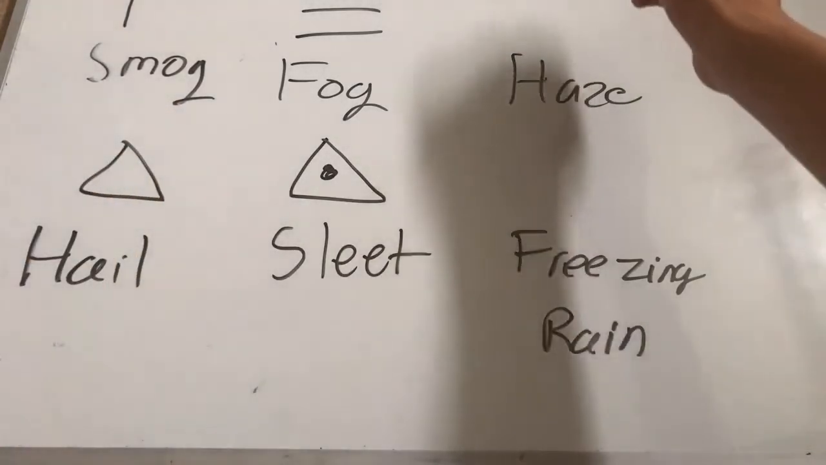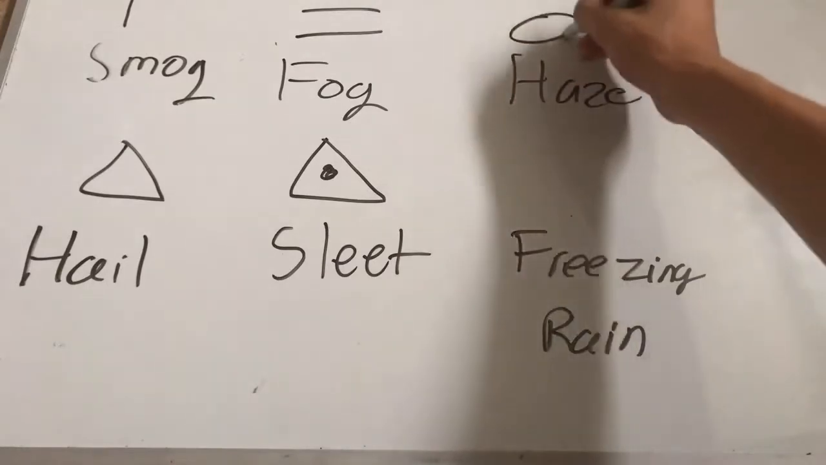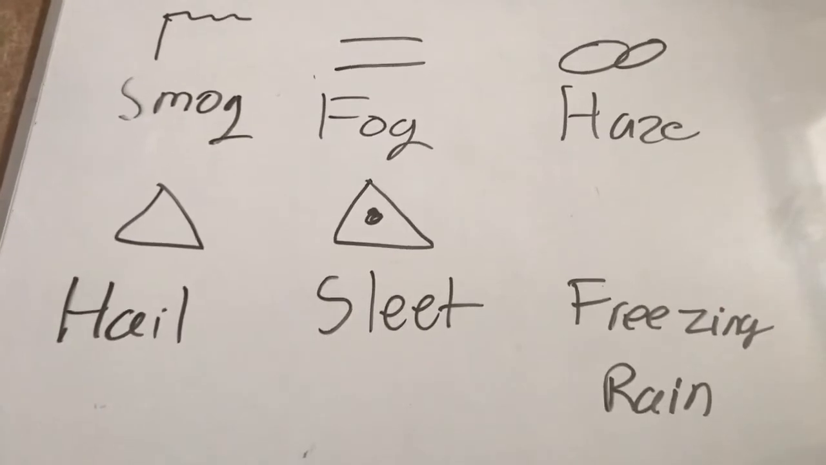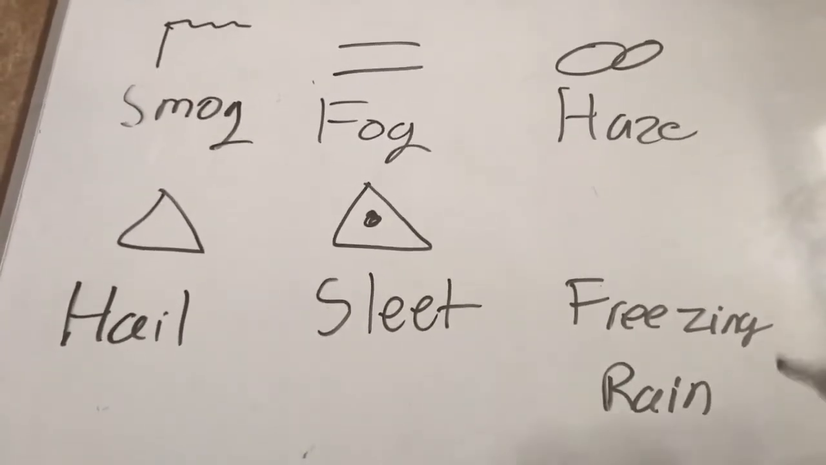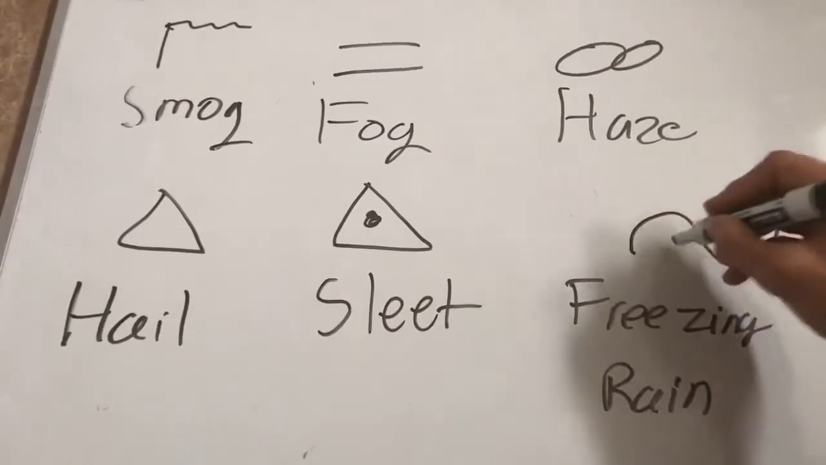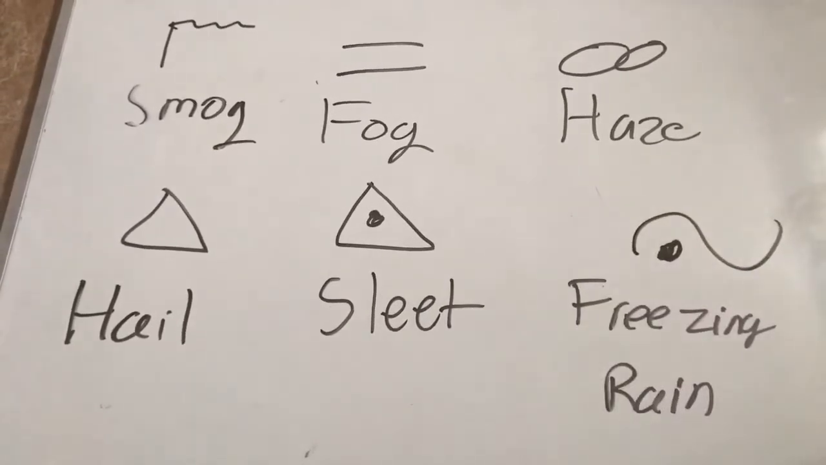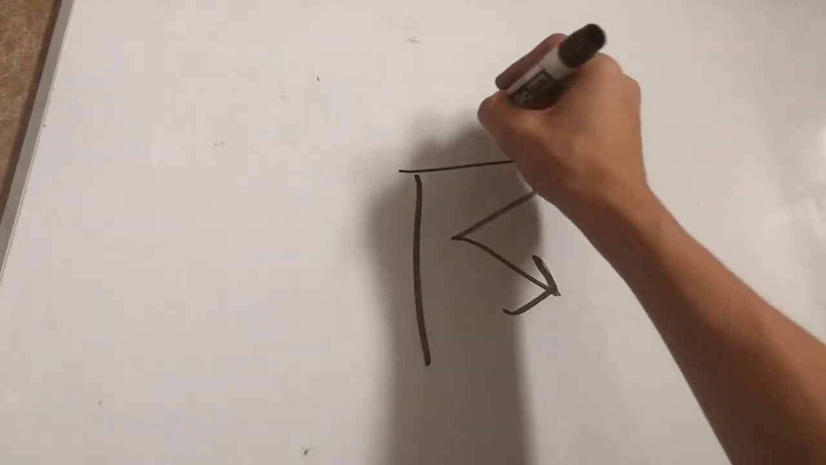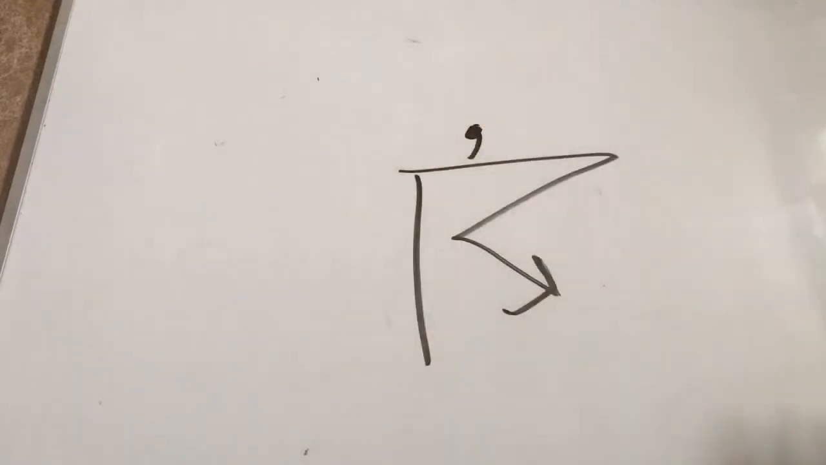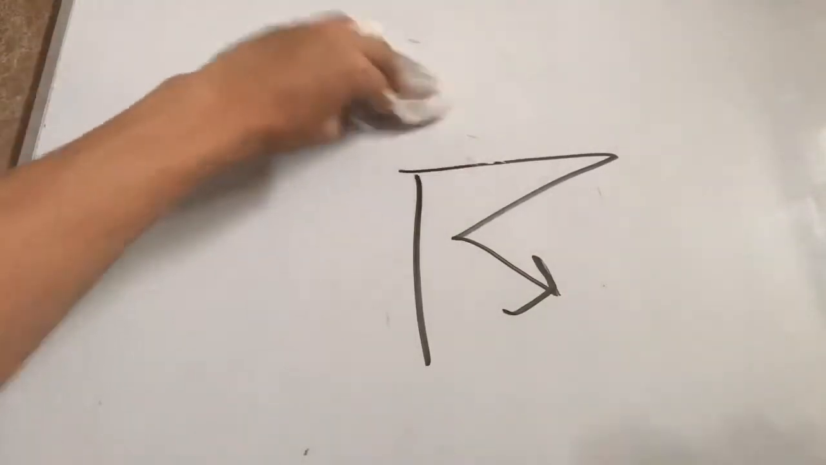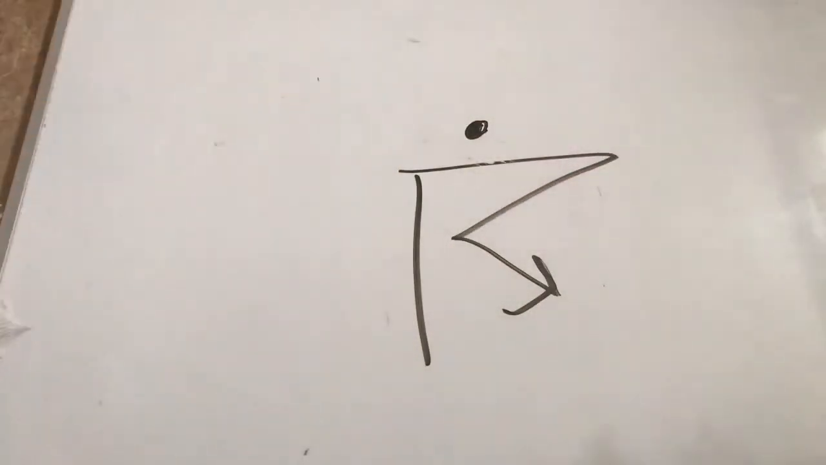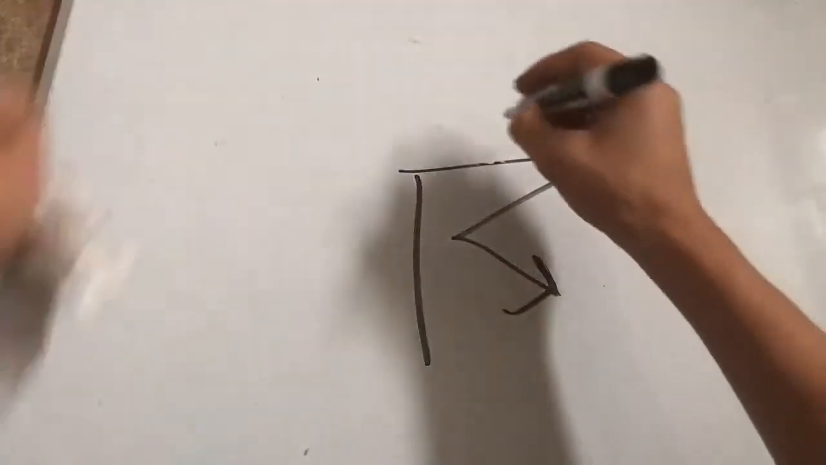For haze, it's 2 ovals that touch. And for freezing rain, it is a squiggly line with a dot. And this here is the symbol for thunder. If it is a thunderstorm with a drizzle, then there's a comma on top. If it is a thunderstorm with rain, then there is a dot. And if it is a thunderstorm with snow, then there is an asterisk.